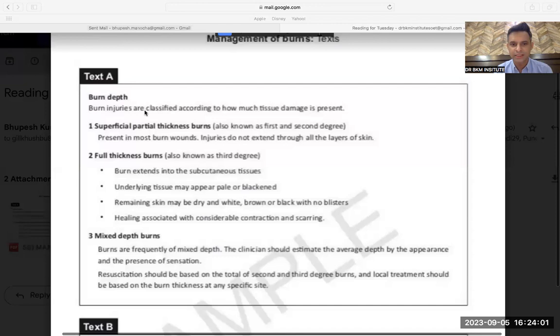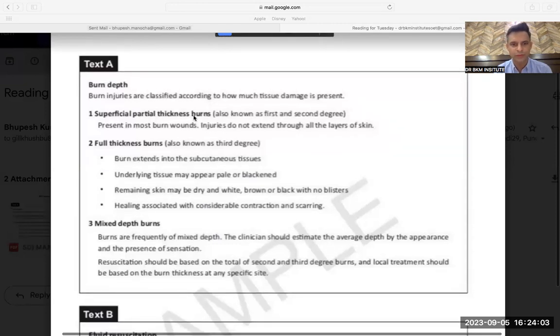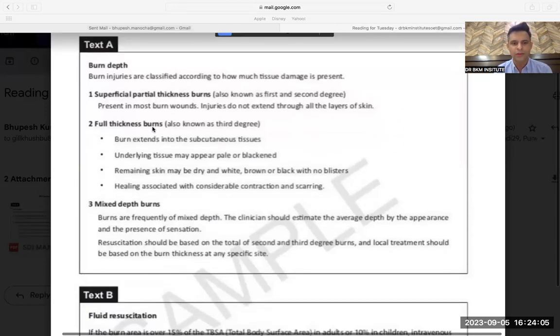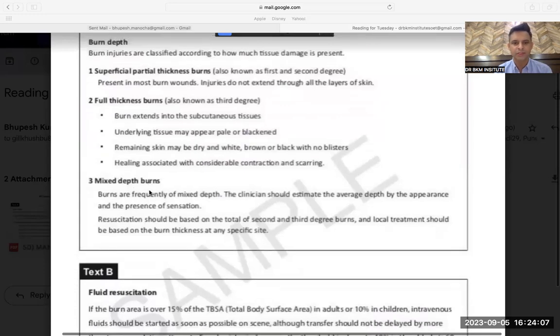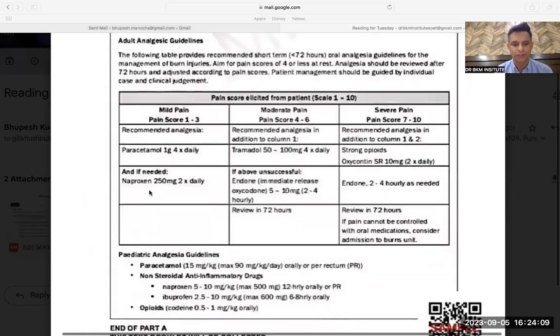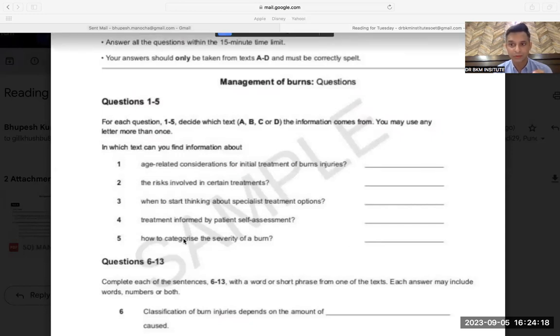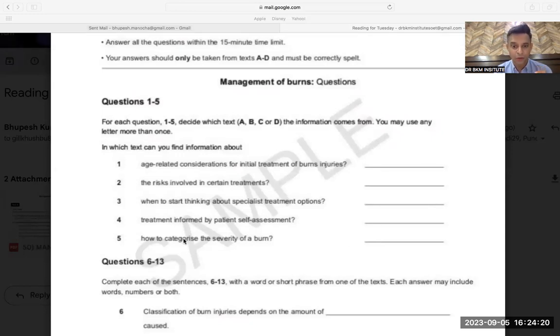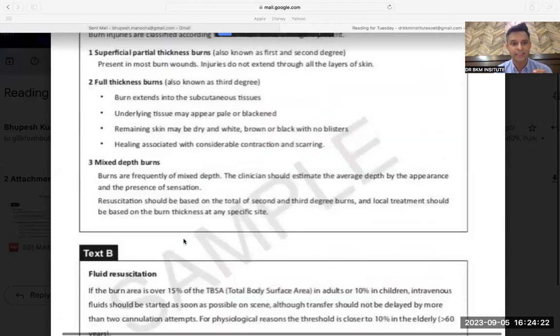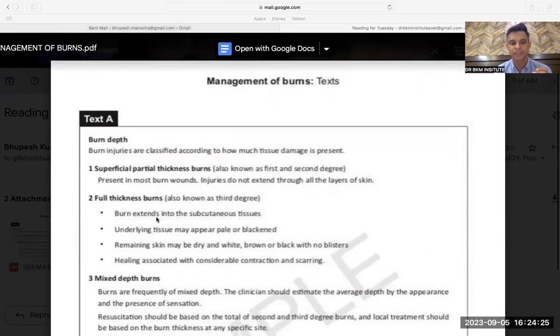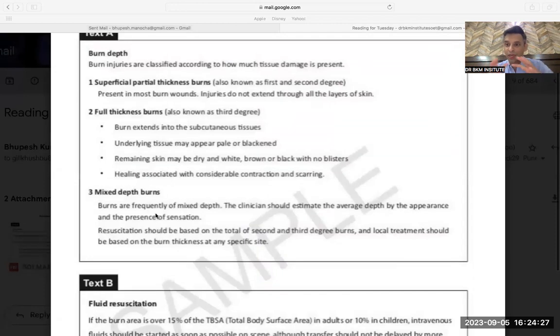Burn injuries are classified according to how much tissue is involved: superficial, partial thickness burns, full thickness burns, mixed depth burns. So I can understand there was a question about the classification, how to categorize the severity. I would mark this option as A because it was asking about categorizing severity. It is only from the outer look that I could do the fifth question as A.